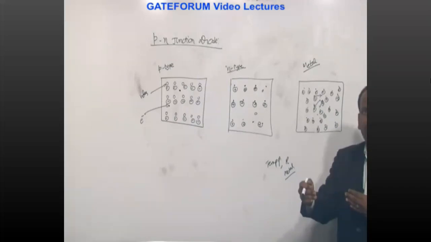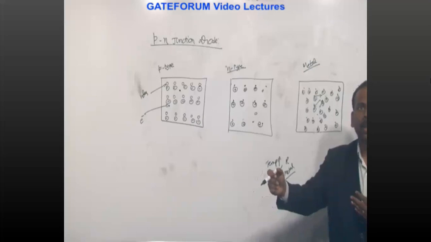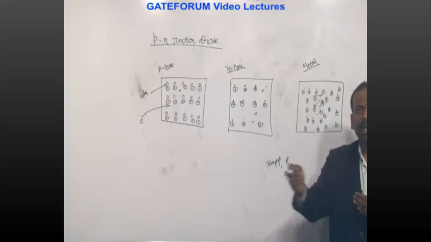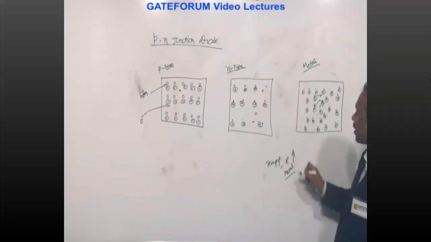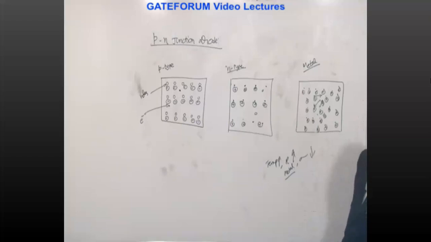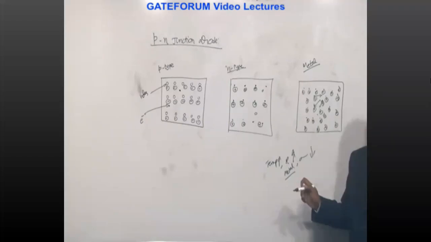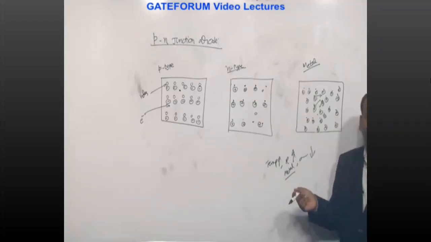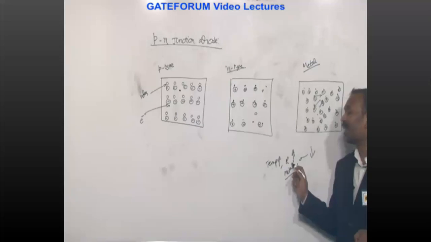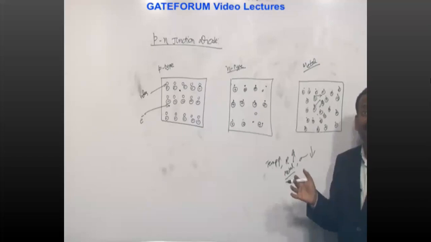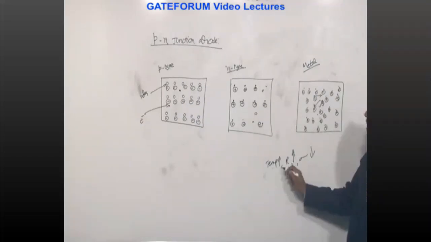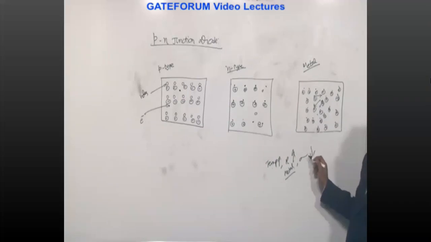From here a collision takes place, then the next collision takes place. Previously it could move freely, but now because the charge carriers have increased, the collisions increase, therefore resistance increases. That means conductivity decreases. This is applicable only for metals. For a metal, as temperature increases, resistance increases, conductivity decreases.